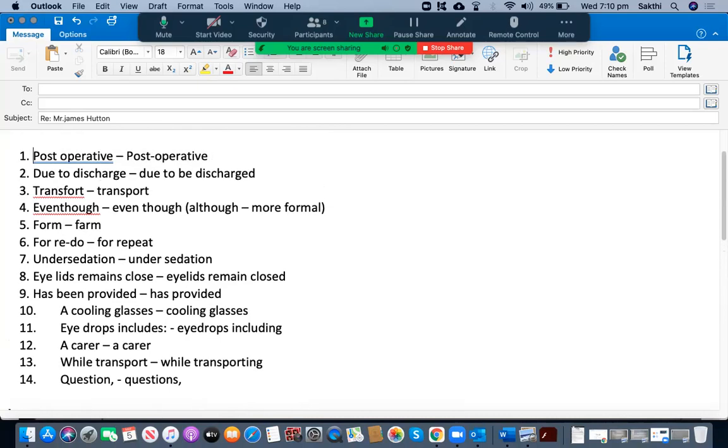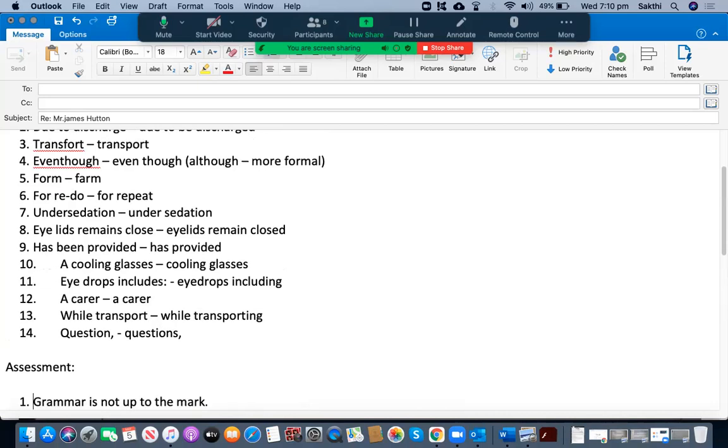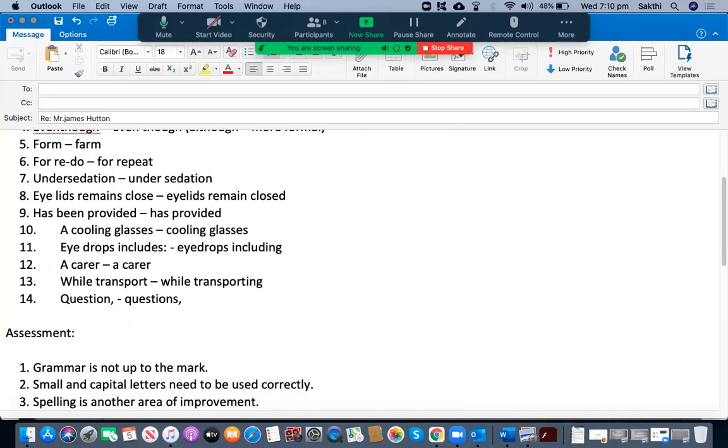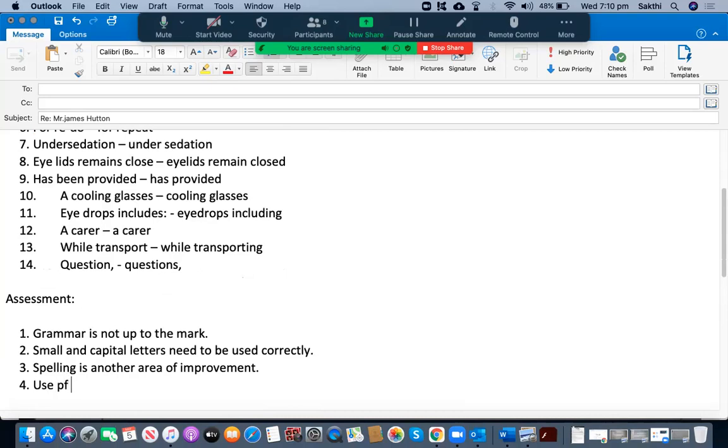Then some sentences are incomplete, which is not good, right? Eye remains closed, eyelids remain closed, that's wrong. Remain closed, okay. And then cooling glasses, use of articles and prepositions. Okay, use of articles, prepositions, punctuation marks. Punctuation marks are okay. I think that's not an issue. Prepositions, articles, nouns and verbs. Nouns and verbs need to be improved. Okay, that is an issue.